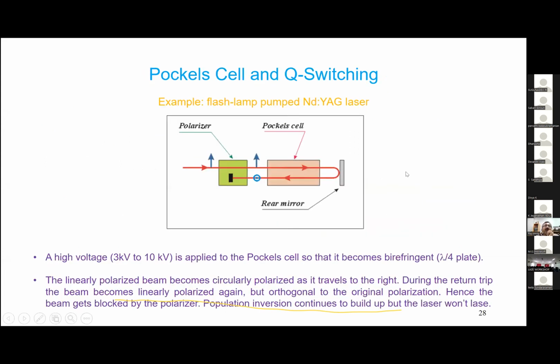Where we use this a lot is in generating nanosecond laser pulses, because most of us actually do nonlinear optics using nanosecond pulses. So Q switching is required for making nanosecond pulses. In this example of a flash lamp pumped Nd:YAG laser, you have the laser cavity here. This mirror is not shown. Now the beam is coming like this, and you have a polarizer here. So your beam has, let's say, vertical polarization, and then it passes through the Pockels cell.